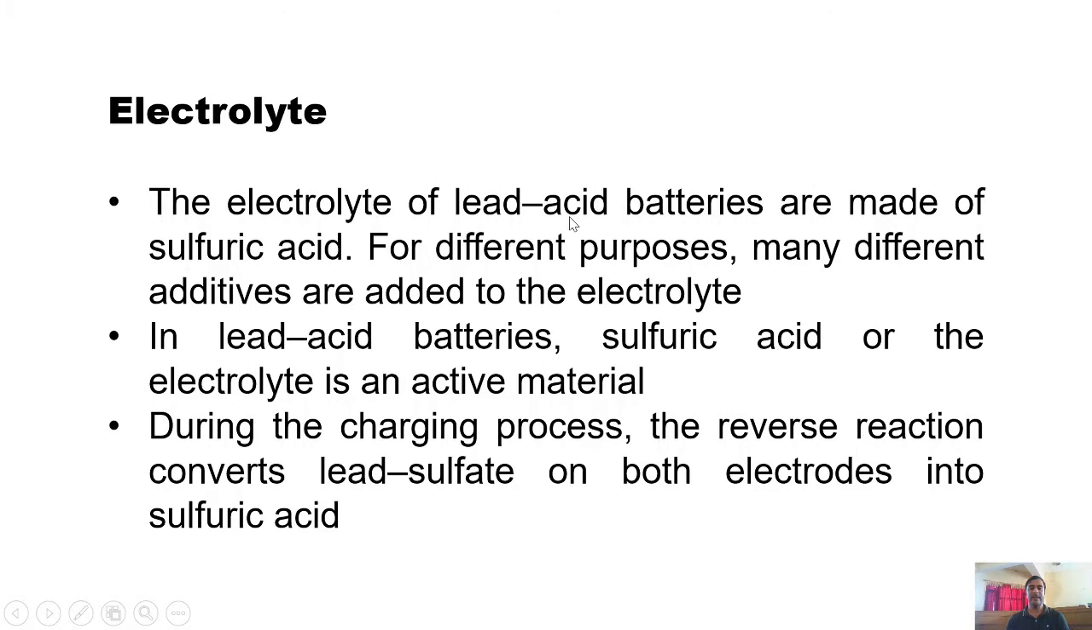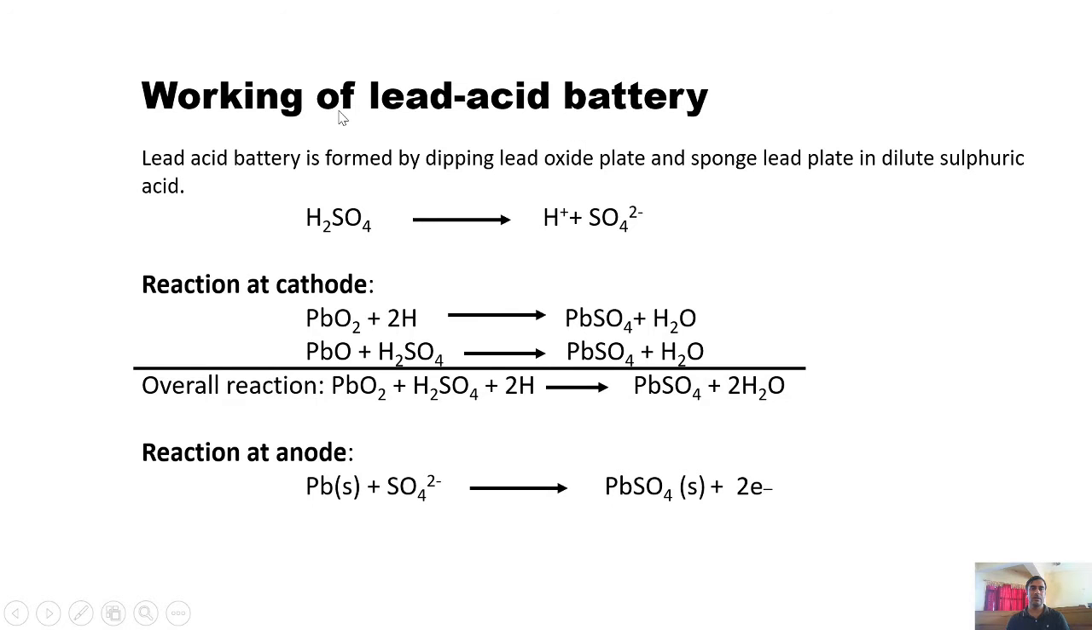The electrolyte of lead acid batteries is made of sulfuric acid. For different purposes, many different additives are added to the electrolyte. During the charging process, the reverse reaction converts lead sulfate on both the electrodes into sulfuric acid. Lead acid batteries are formed by dipping a lead oxide plate and a sponge lead plate in dilute sulfuric acid. These are the reactions which take place at anode and cathode.